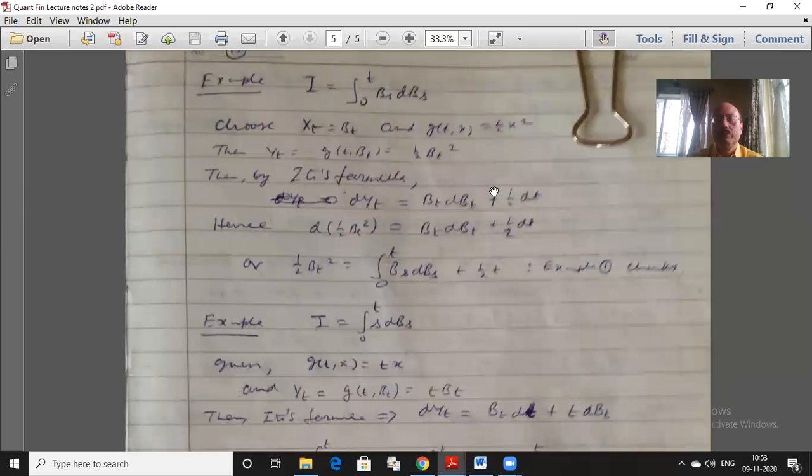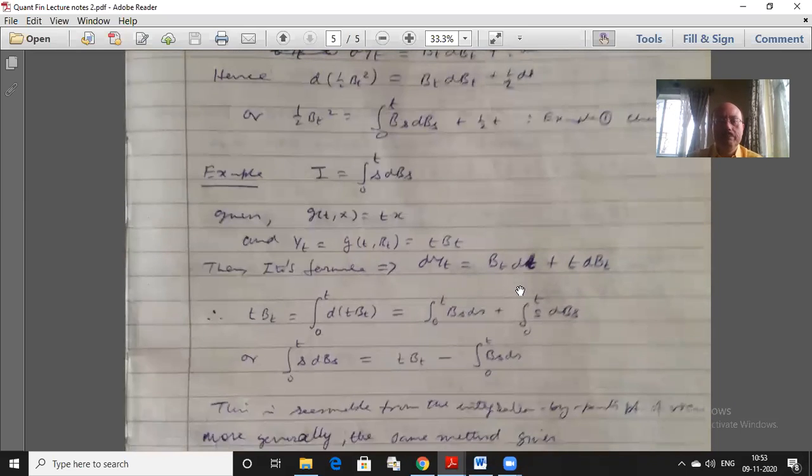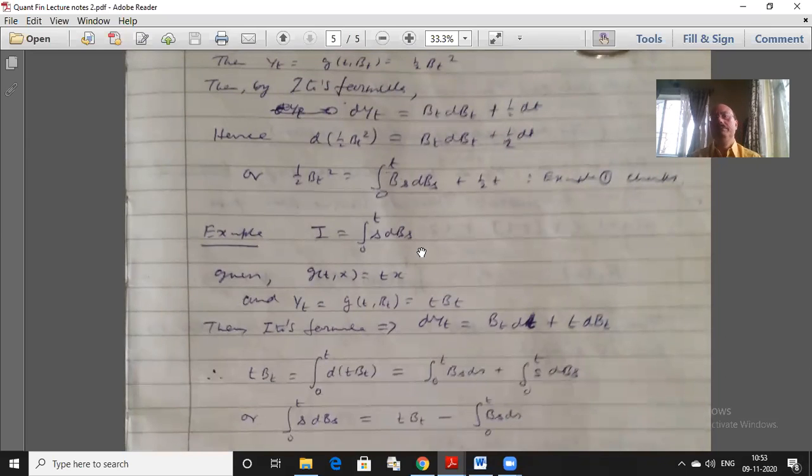So this one is the first one. So it checks, we know it is consistent. A second example, quickly: integral of s dB. So now I have an s term here. So my candidate for the g function is t times x.